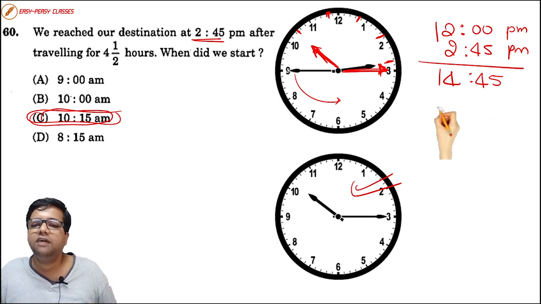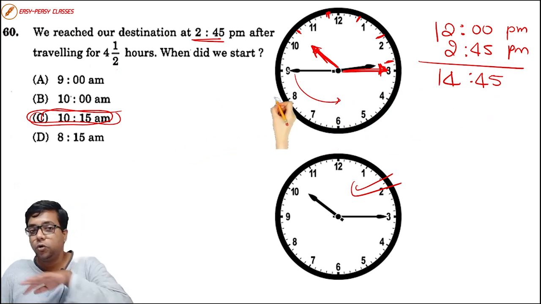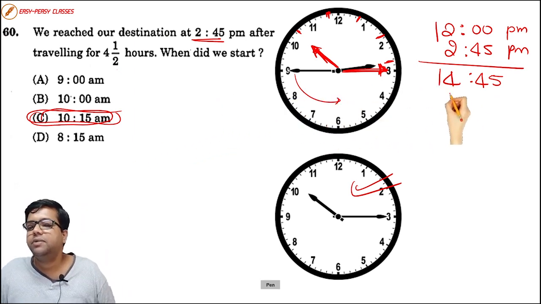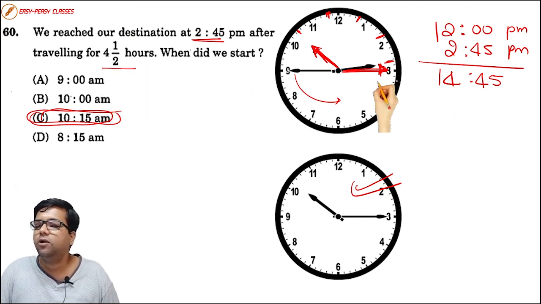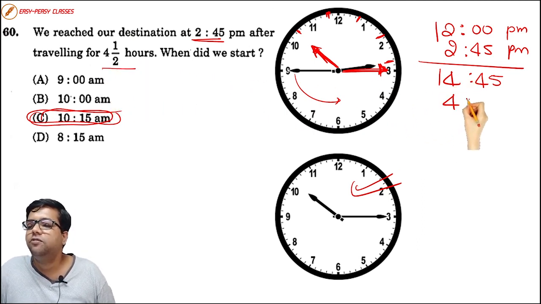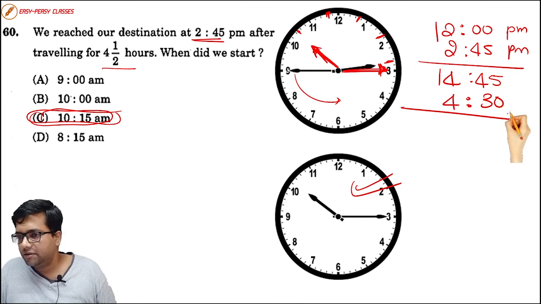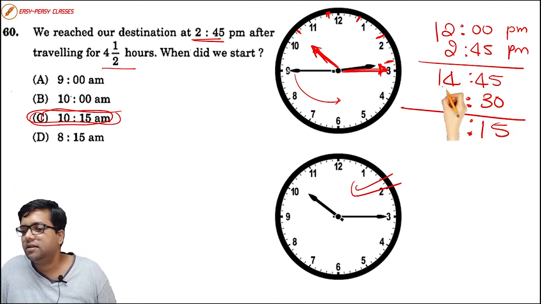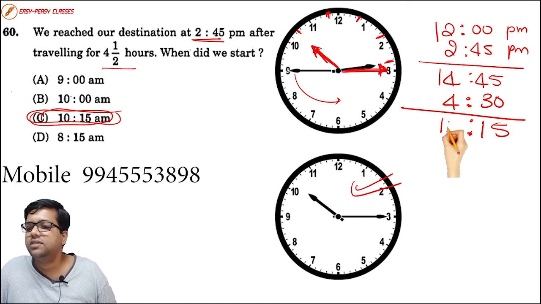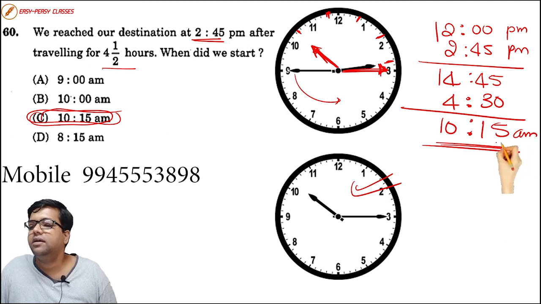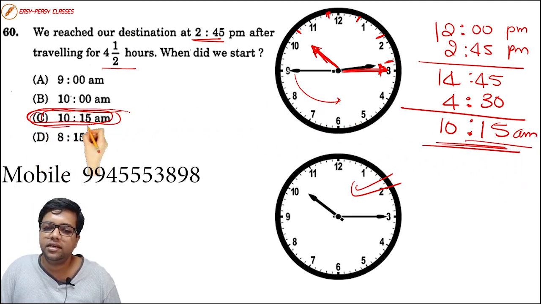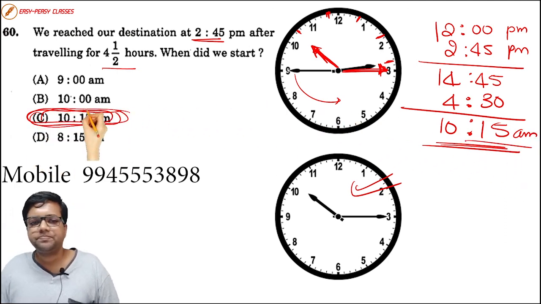After that, to go backwards, you just subtract the number of hours that you want to subtract. 4.5 hours means 4 hours 30 minutes. You need to subtract this from it. Okay, what do you get? 5 minus 0 is 5, 4 minus 3 is 1, and 14 minus 4 is 10. 10:15 a.m. is the right answer.